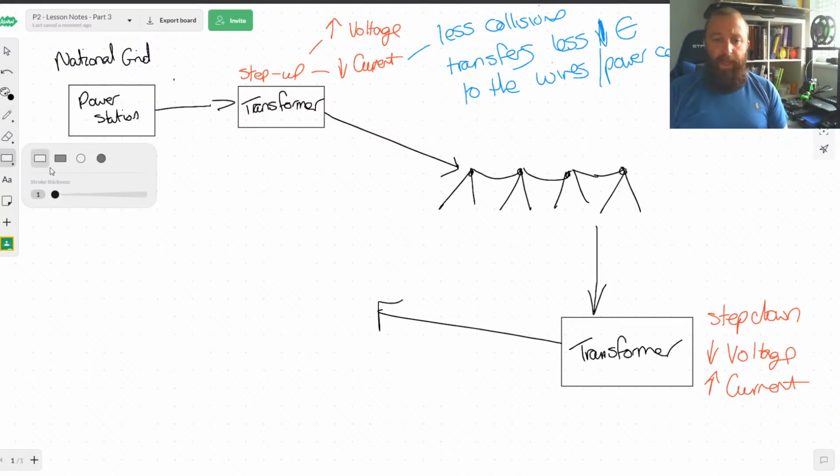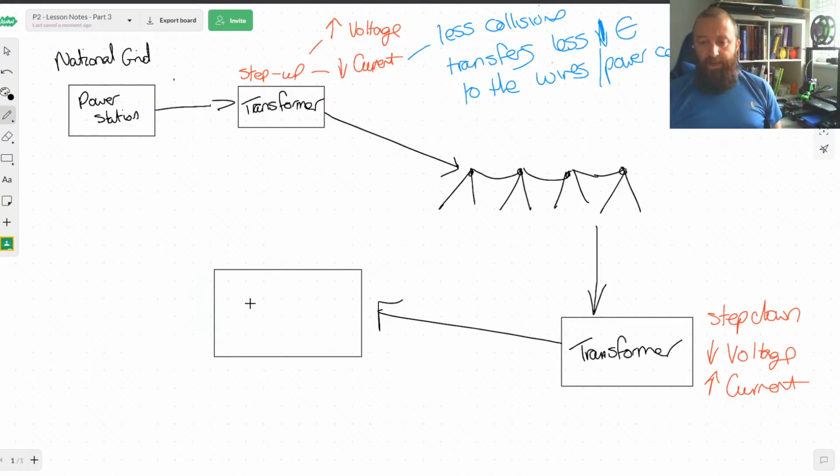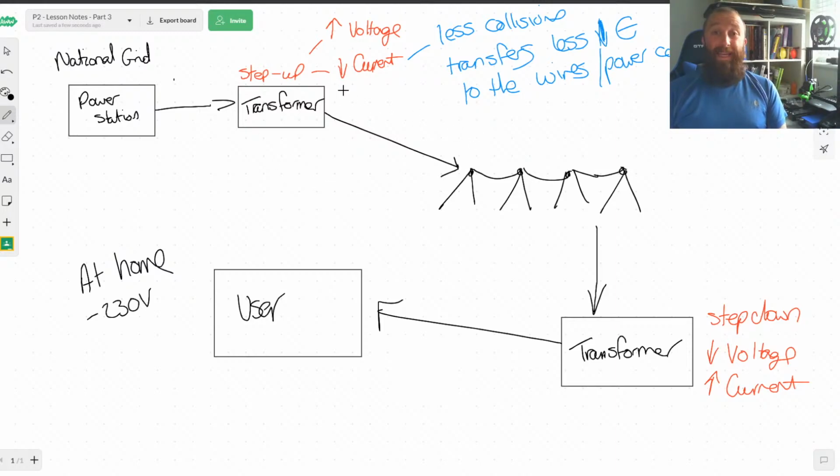So this is going to be our homes or in industry. So I'm just going to put user. So at home, and you need to know the statistics for this, the voltage that we receive is 230 volts into the house. And like I said, if you think about what's leaving the step-up transformer at 440,000 volts or 440 kilovolts, at home we only have 230 volts. So it's going to step it right the way back down again.